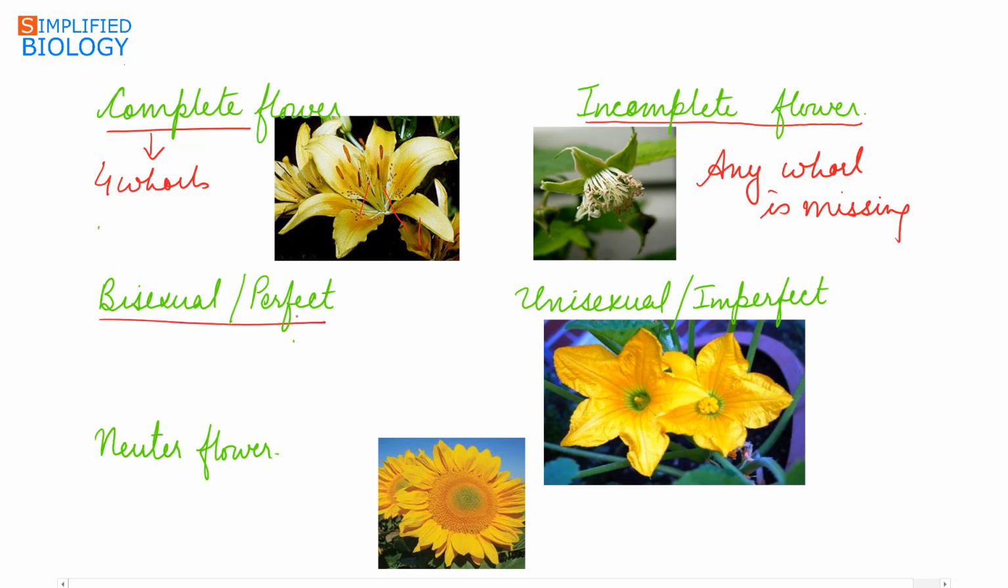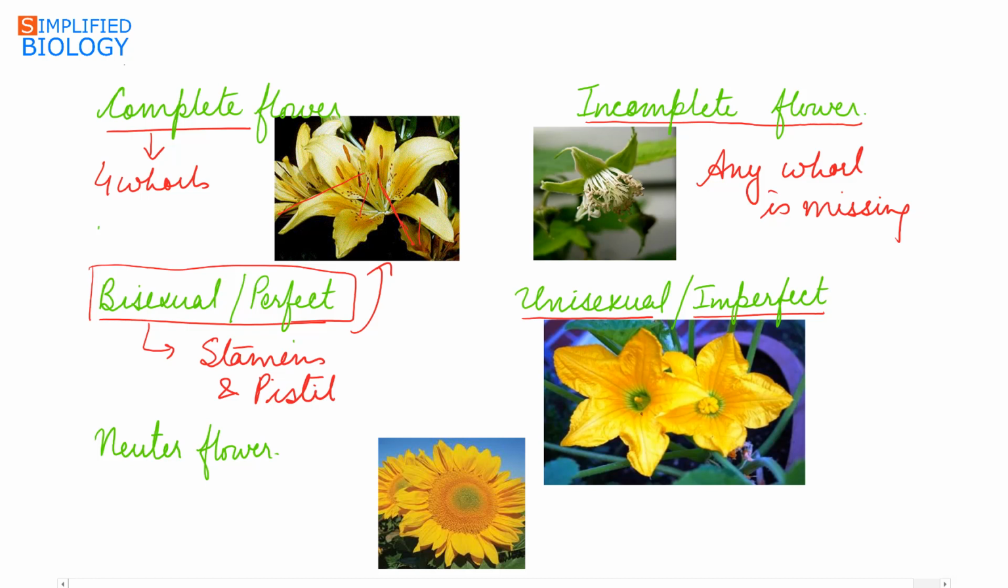Bisexual or perfect flower. Bisexual or perfect flower is the one in which both stamens and pistil are present. A flower having both stamens and pistil, or the androecium and gynoecium both are present, then it is said to be bisexual or perfect flower. While a flower in which either androecium or gynoecium is present, it is said to be unisexual or imperfect flower.